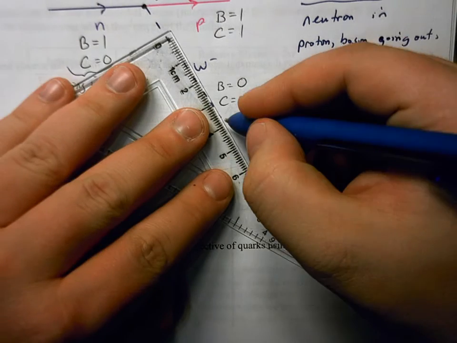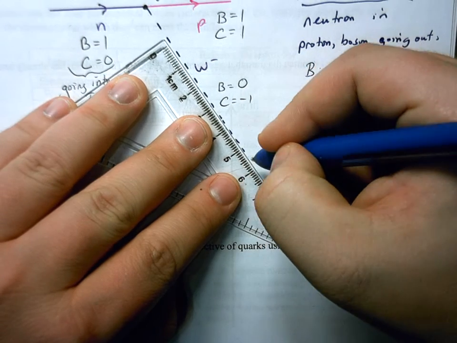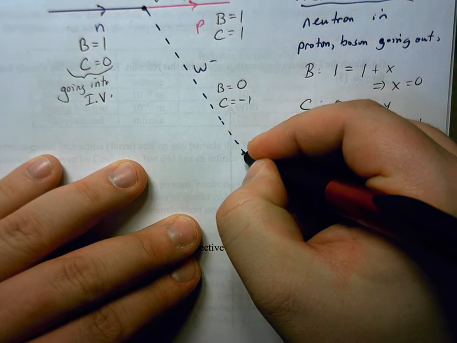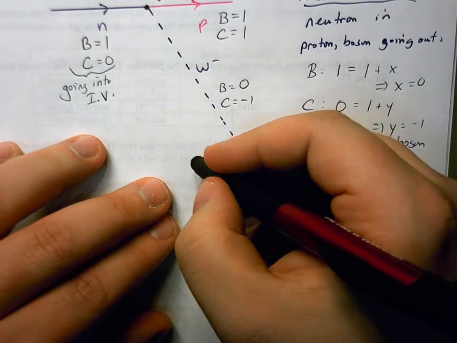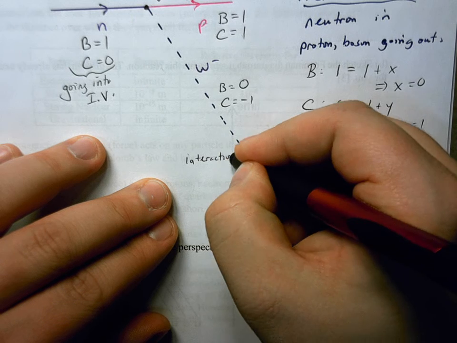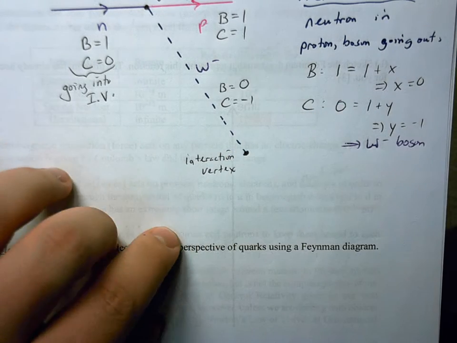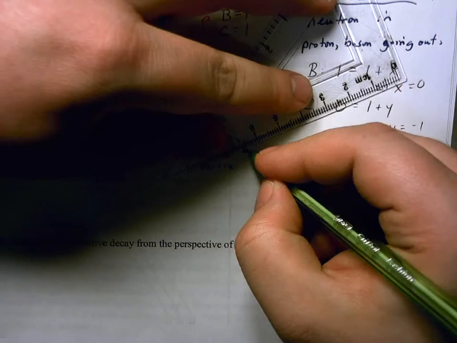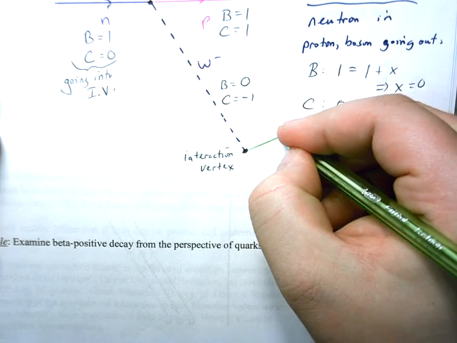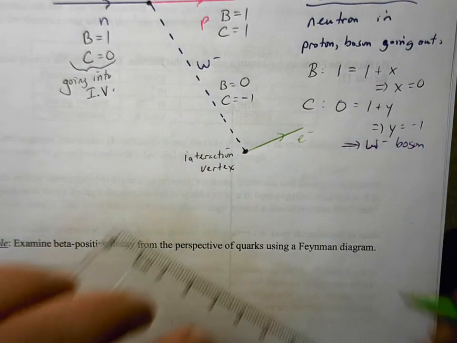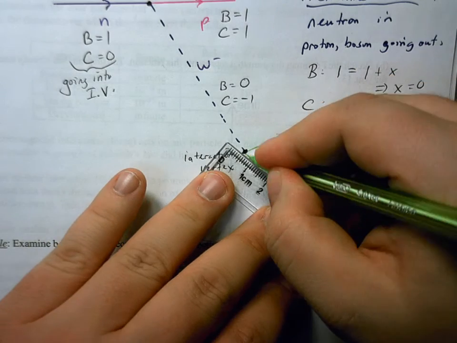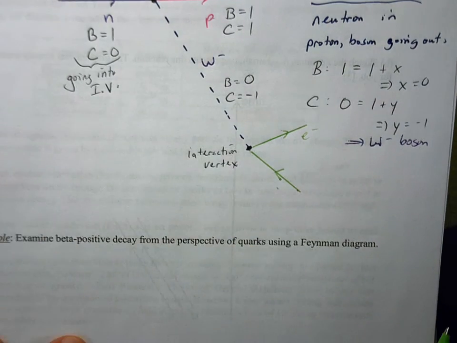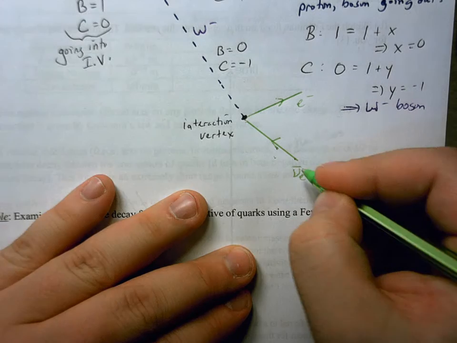So I'm going to sketch this down a little bit further, just to give myself some space. Then we're going to have a second interaction vertex here, because this W minus boson is going to decay into our electron and our antineutrino. So we can sketch those out here. There's my electron, and then I'll sketch my antineutrino here. Now again, because it's an antiparticle, I want my arrow to go against the flow of time. So this is my antineutrino.